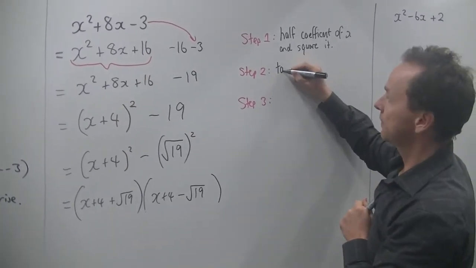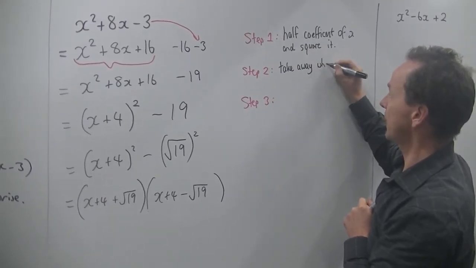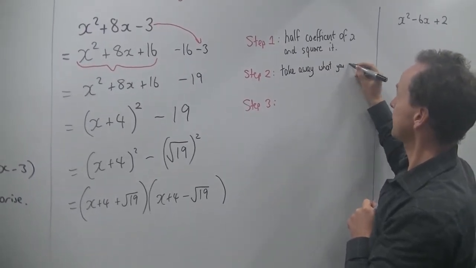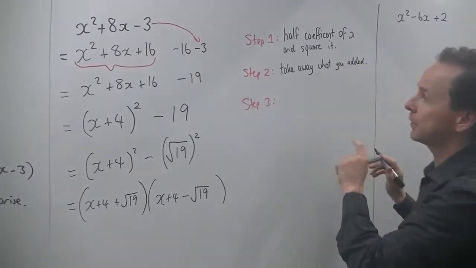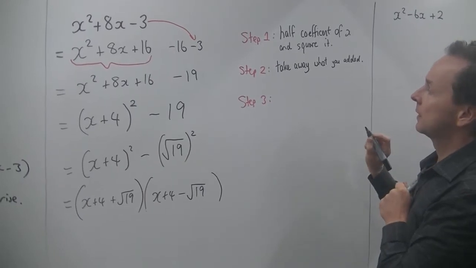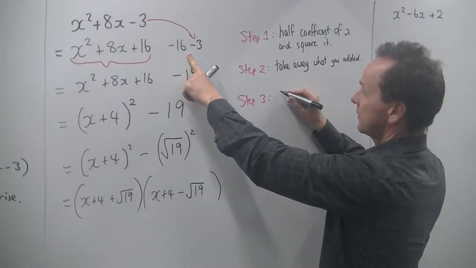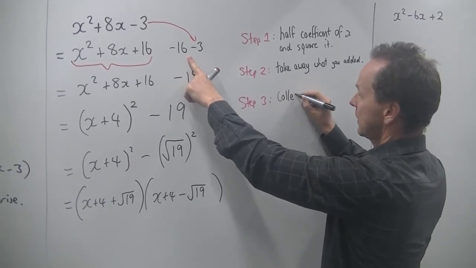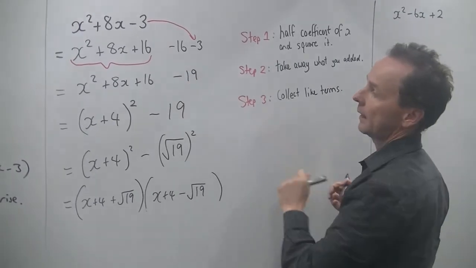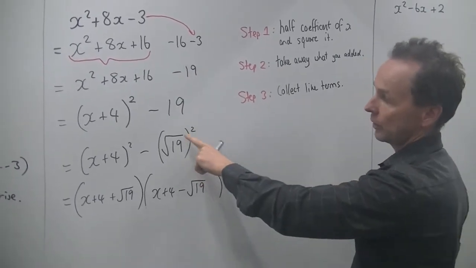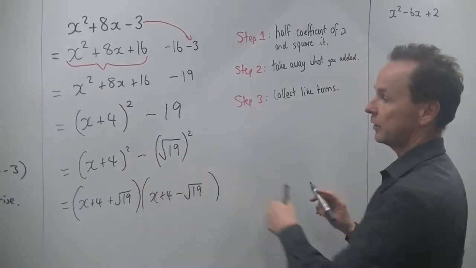Then step 2, you take away what you just added, and also add the other number. I won't write that in, but you've got to add that other number as well. Step 3, what did we do? We simplified, collect like terms. And then we turned it into, as long as it's a negative, remember, you can factorise. So if that's a negative, then you turn it into a square.